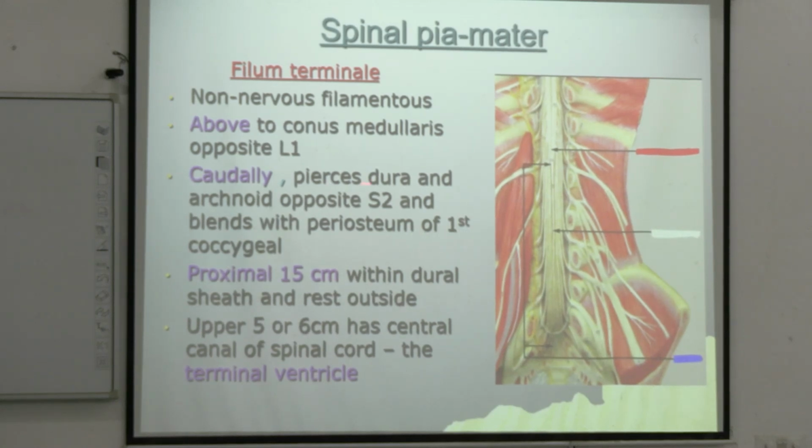Now, caudally it pierces the dura and arachnoid opposite S2 and blends with the periosteum of the first coccygeal vertebra. Proximal 15 centimeters is within the dural sheath and the rest lies outside. The upper 5 or 6 centimeters has the central canal of the spinal cord, the terminal ventricle.